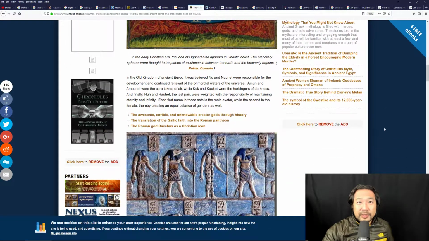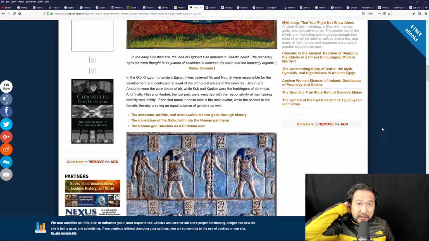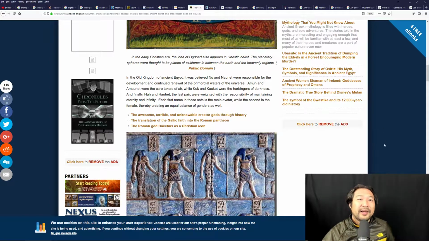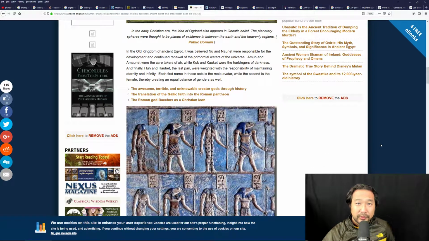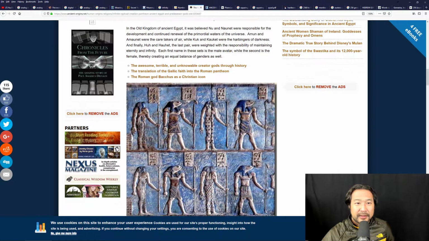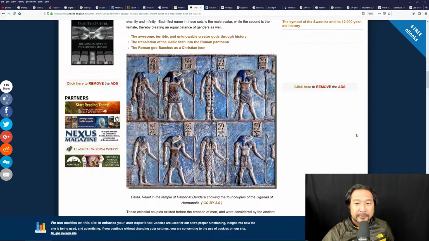In the early Christian era, the idea of Ogdoad also appears in Gnostic belief. The planetary spheres were thought to be planes of existence in between the earth and the heavenly regions. And this gets pretty cool later. In the Old Kingdom of ancient Egypt, it was believed Nu and Naunet were responsible for the development and continued renewal of the primordial waters of the universe. Anyways, there's more you can go ahead and look at. Here are the 8 deities, 4 couples of the Ogdoad in Hermopolis.